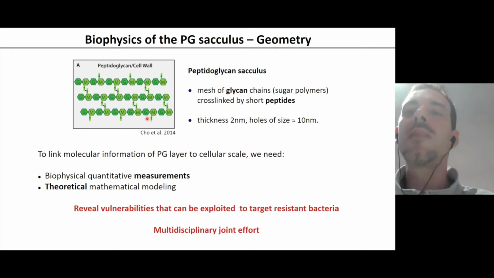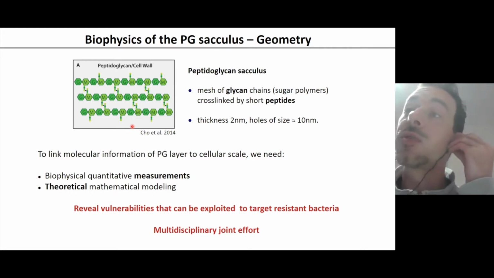So we need to link the molecular information of the PG layer to the cellular scale, and to do that we need two different approaches. First of all, we need to measure physical quantities. And also, we would like to understand how they're organized. To do that, we are also developing theoretical modeling. The main aim of our consortium is to find out the weaknesses that can be exploited to target these resistant bacteria.